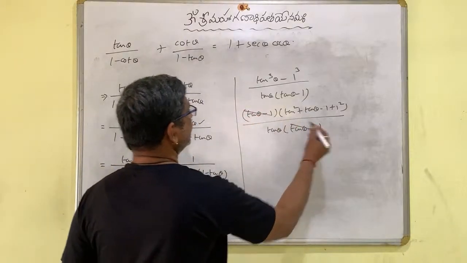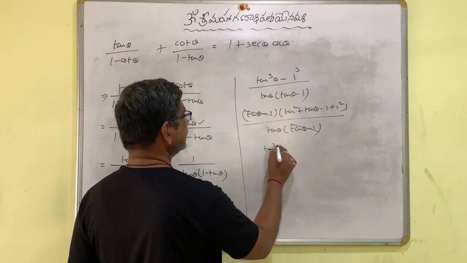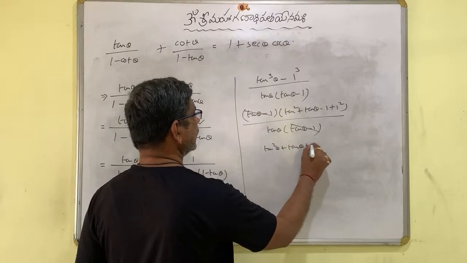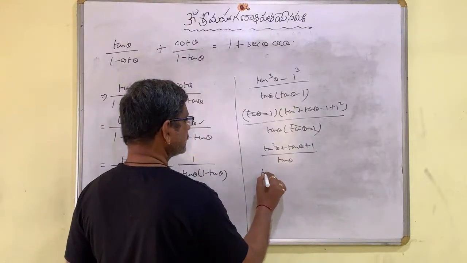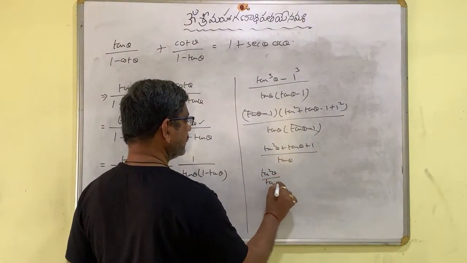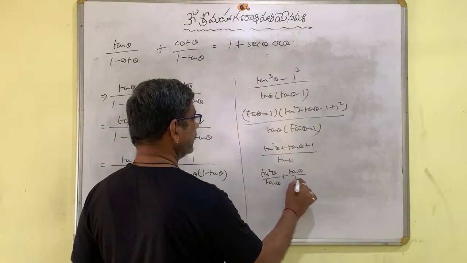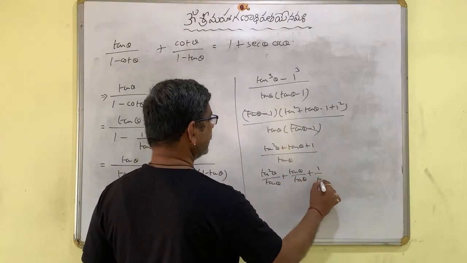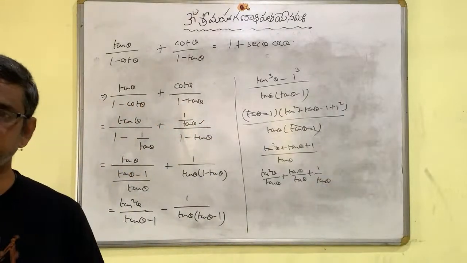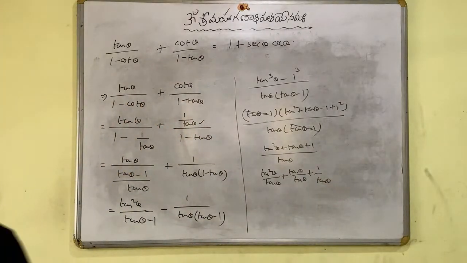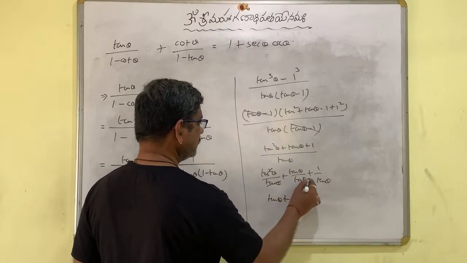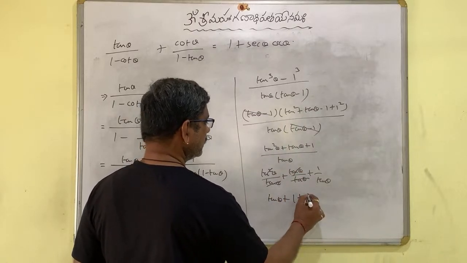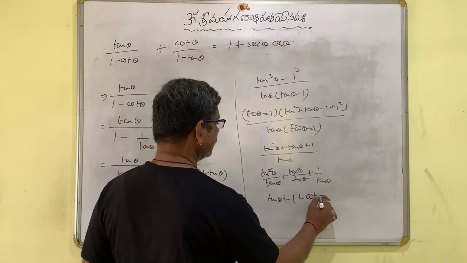Tan theta minus 1 get cancelled, the remaining is tan square theta plus tan theta plus 1 by tan theta. We need to split like this: tan square theta by tan theta plus tan theta by tan theta plus 1 by tan theta. Now here one tan theta gets cancelled. 1 by tan theta is cot theta.